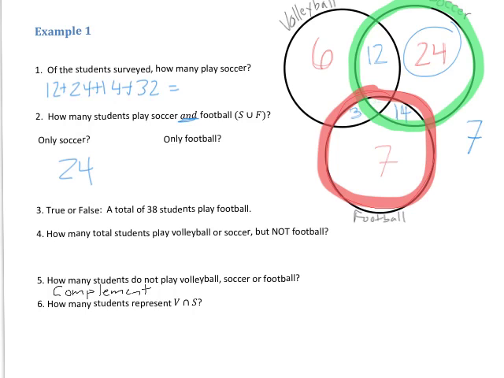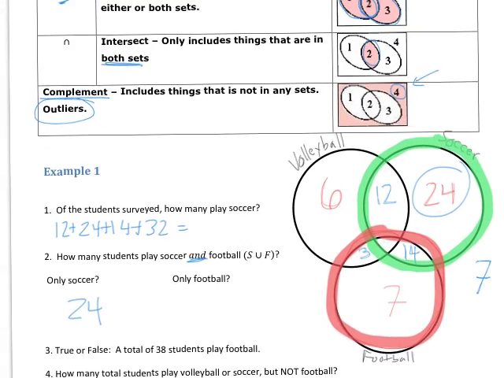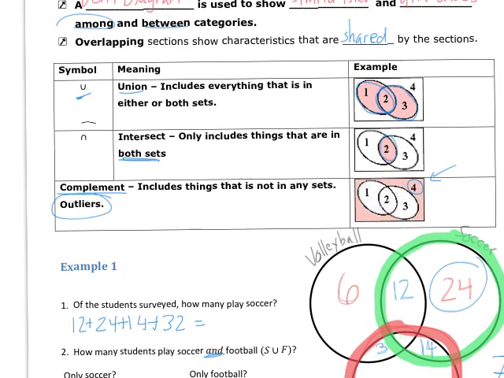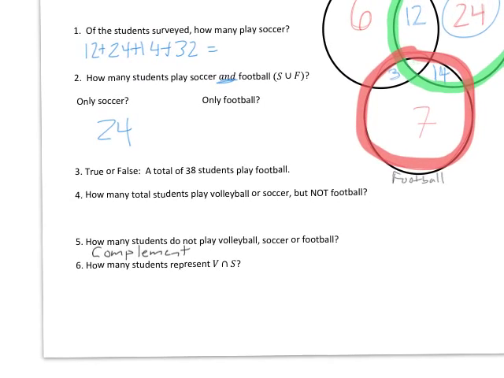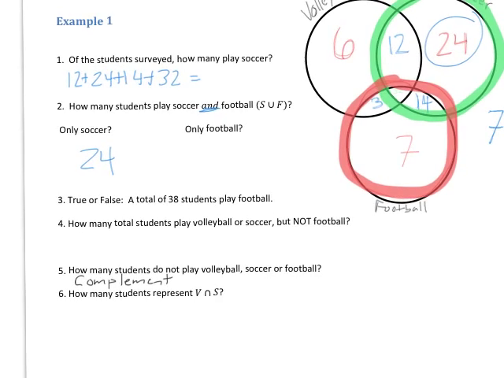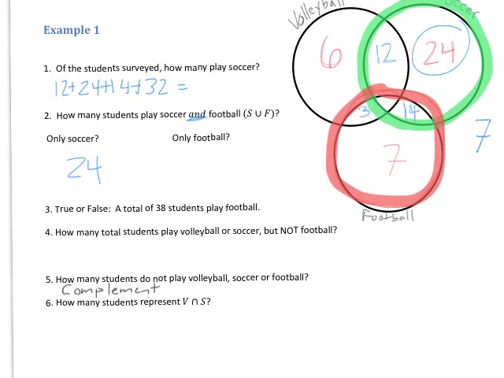And how many students represent V, the little N thing? S, what could that little symbol be? Let's go up. Oh, this is the intersect. So looking at this definition and this example, what do you think? How many students represent V intersect S? I want you guys to try those, and we'll talk about them in class tomorrow.